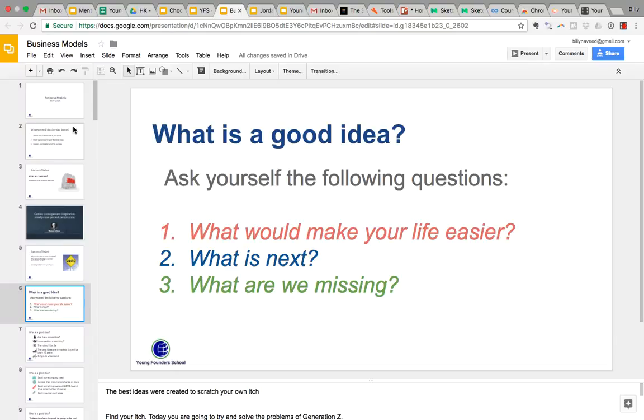What is a good idea? That's a very common question we get from students. Whilst you and I may have tons of ideas, they often don't know what is a good idea. So we try and break it down into these three categories. What's going to make your life easier? What is next in the world? And what are we missing?